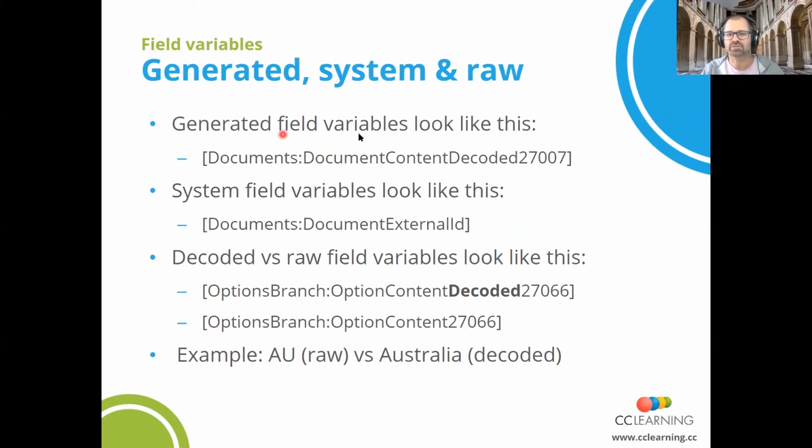So the generated field variables look like this. Here we go, these generated variable fields, so you've got these numbers after them, and that says decoded in it as well. And you've got the system field variables. They look something like this. They don't have any numbers in them. You've just got the words. And this one in particular is the document external ID.